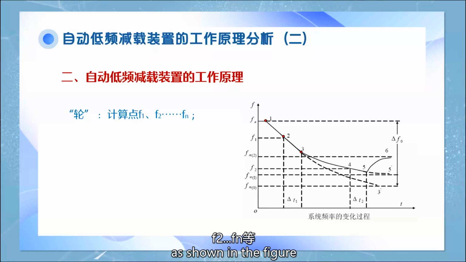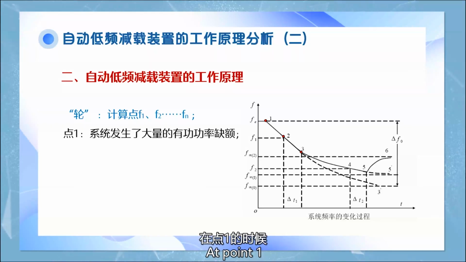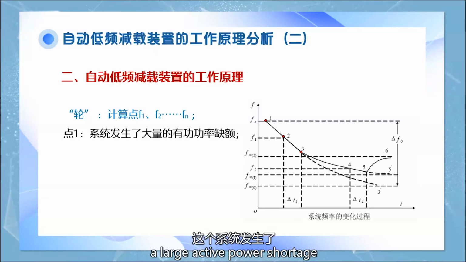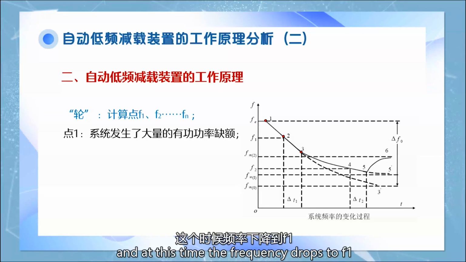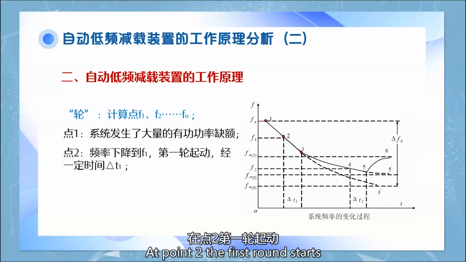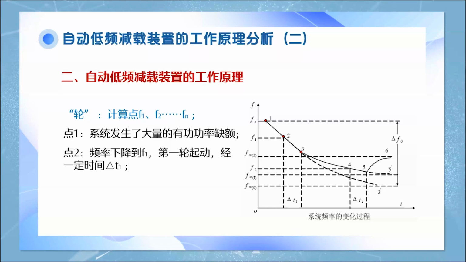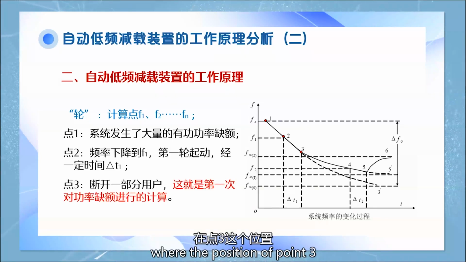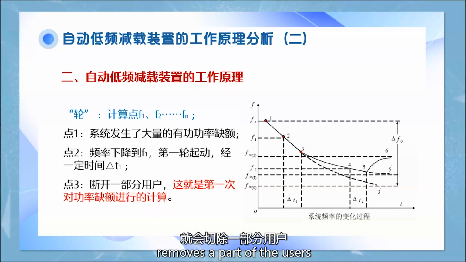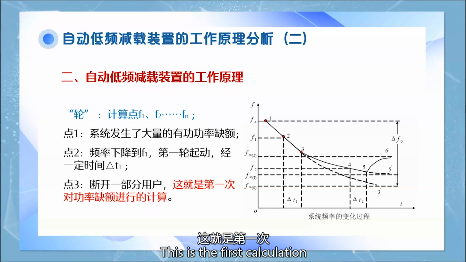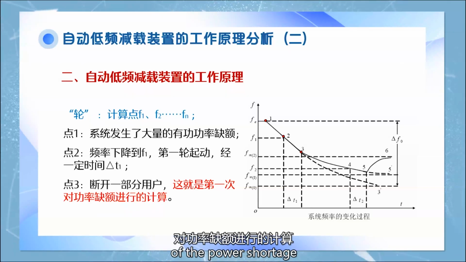As shown in the figure, at point 1, a large active power shortage occurs in this system, and at this time, the frequency drops to F1. At point 2, the first round starts, and after a certain time, delta T1, it arrives at point 3, where a part of the users is removed. This is the first calculation of the power shortage.